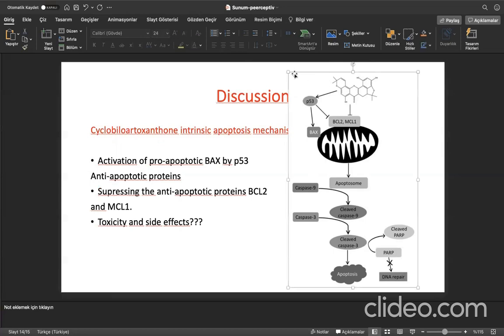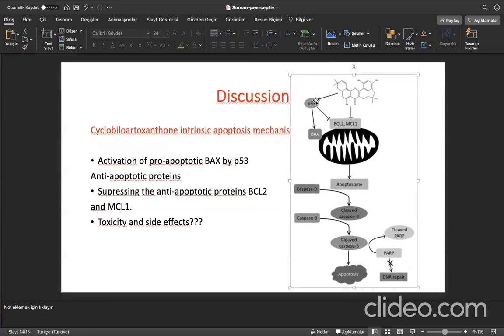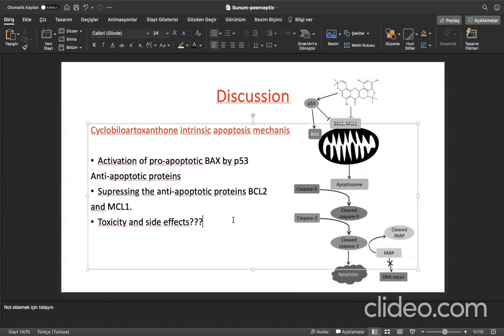It was guessed by the researchers that the compound increases the concentration of p53, and it increases BAX and suppresses BCL2 and MCL1, and it causes the formation of apoptosis. It forms cleaved caspase-9, and this induces the formation of cleaved caspase-3, and it deactivates PARP, which has a role in DNA repair, and at last apoptosis is induced.